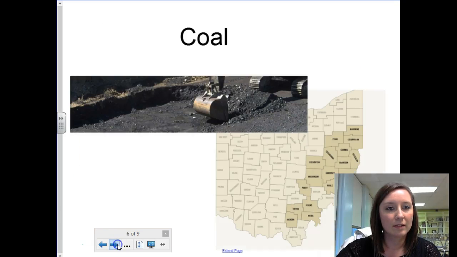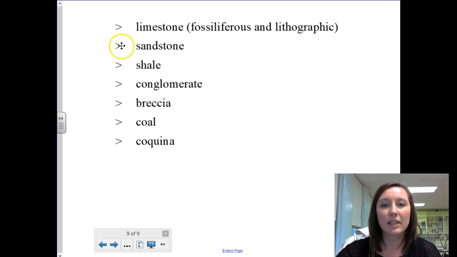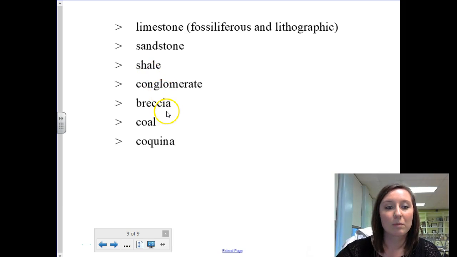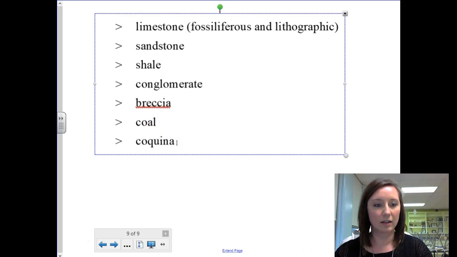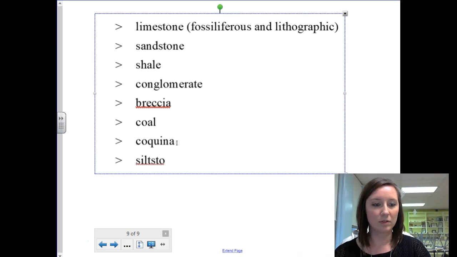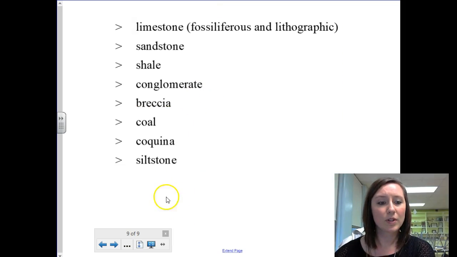So going back to our list, that was limestone, again fossiliferous and lithographic. We have sandstone, shale, conglomerate, breccia, coal, and coquina. And we're also going to add on here siltstone. Okay, so these are the things that we're looking at.